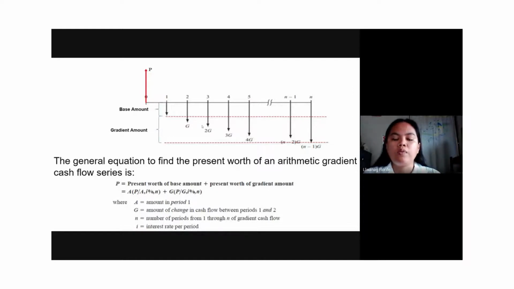If we are going to find the present worth of the arithmetic gradient cash flow series, we have the formula P is equal to the present worth of the base amount plus the present worth of the gradient amount, or P is equal to A (P/A, i%, N) plus G (P/G, i%, N), where A is the amount in period 1, G is the amount of change in cash flows between period 1 and 2, N is the number of periods from 1 through N in the gradient cash flow, and i is the interest rate.